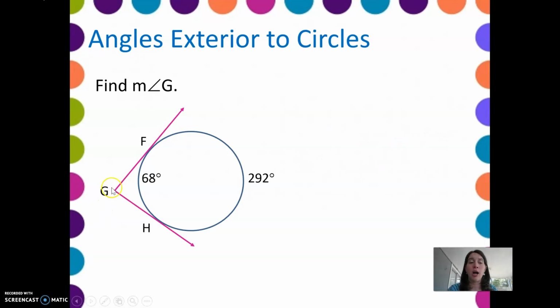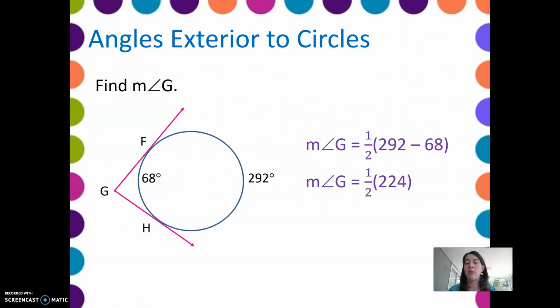Again, notice our angle G, the two arcs that are inside angle G are the 292 and the 68. That's why I need to define the 68 first in order to find angle G, because it's an exterior angle, I have to subtract. So it's 1/2 the bigger arc of 292 minus the smaller arc of 68. When I subtract those two numbers first, I have 1/2 of 224, and half of 224 tells me that the measurement of my angle is 112 degrees.